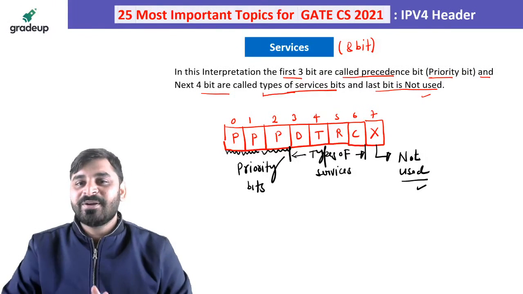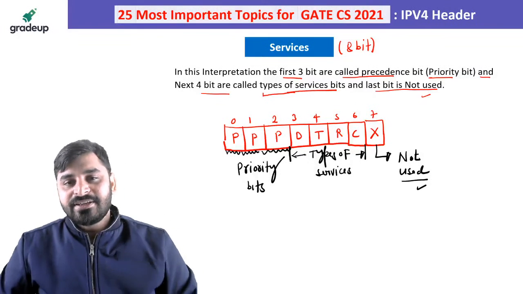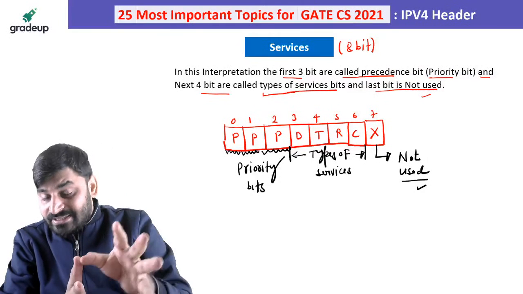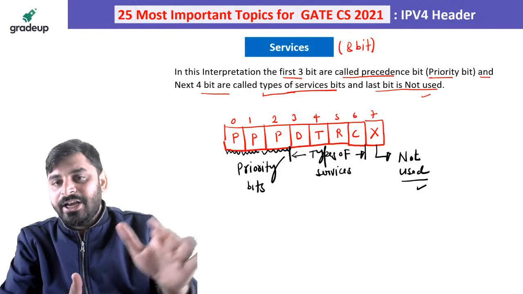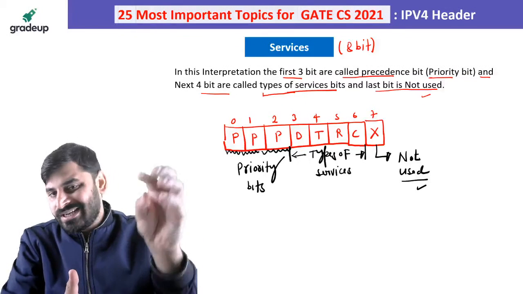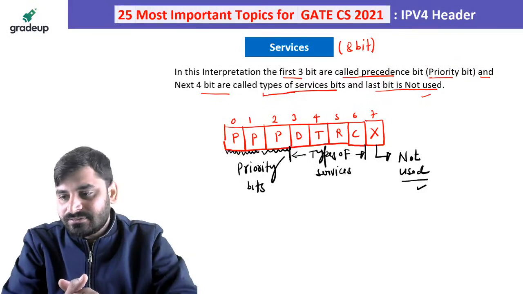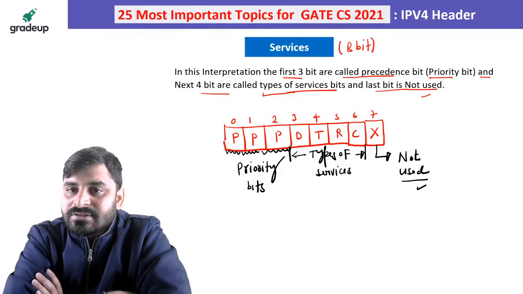So if some people are not comfortable in English, now my dear friends, if a router is congested, many packets arrive at the router at the same time and the router is congested and needs to discard some datagram. So those datagram which have the lowest priority are discarded first. This is the meaning of priority. Next is type of services.